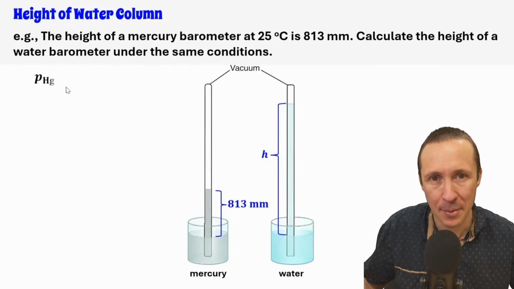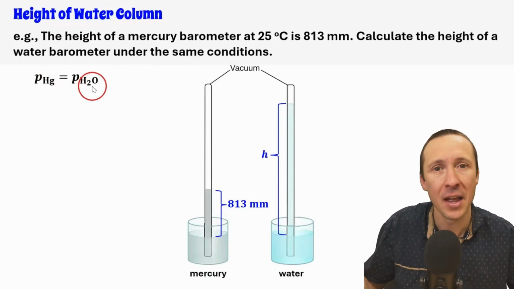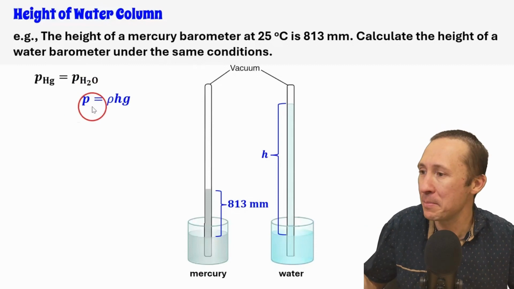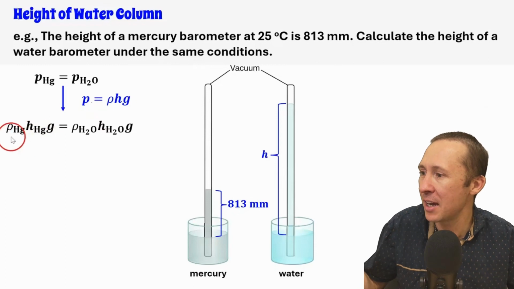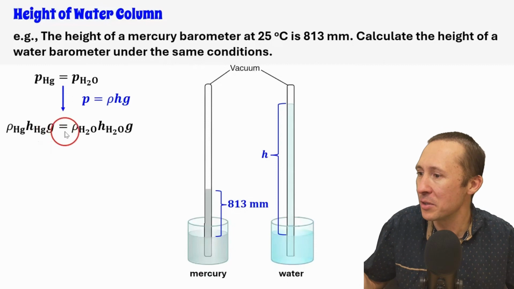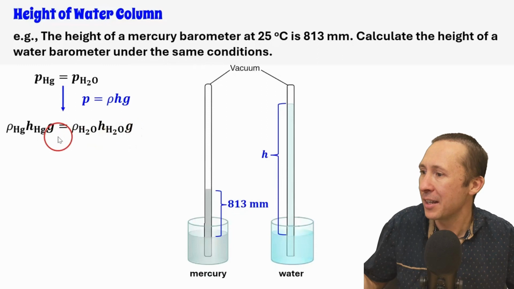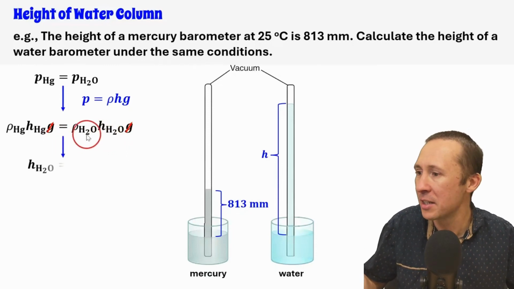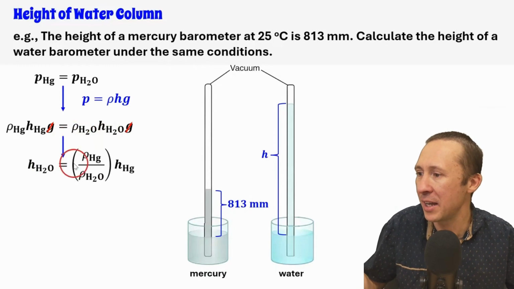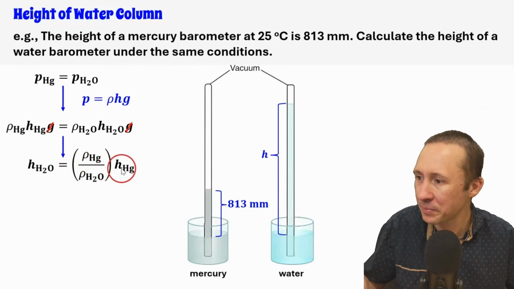Since they're both under the same pressure, the pressure of the mercury has to be equal to the pressure of the water. And if we use our new favorite equation, P equals rho hg, we substitute that for each one. This is the mercury side, the density of mercury times the height of mercury times the gravitational constant equals the density of water times the height of water times g. And check this out, g cancels out, and if we solve for the height of water, which is what we want, divide both sides by the density of water, we have this ratio, the density of mercury to water times the height of mercury. Aha!